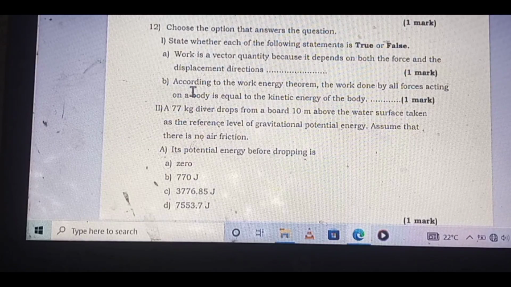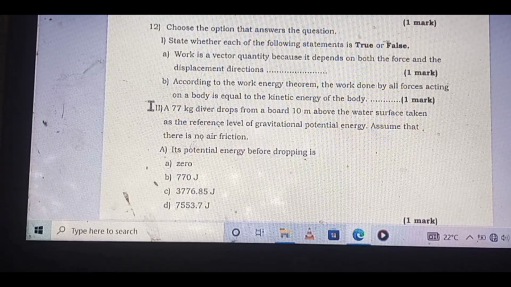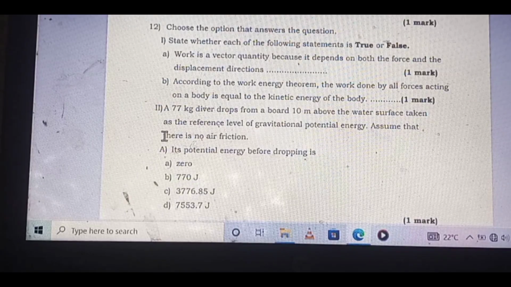B. According to the work energy theorem, the work done by all forces acting on a body is equal to the kinetic energy of the body. The correct answer is first. I2. A 77 kilogram diver drops from a board 10 meters above the water surface, taken as the reference level of gravitational potential energy. Assume that there is no air friction.